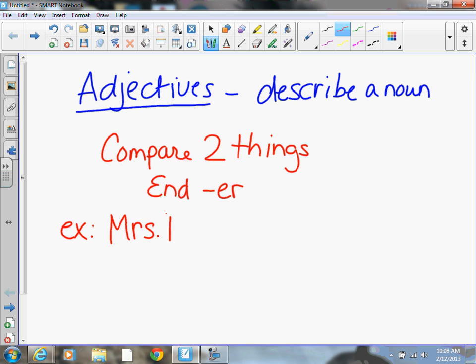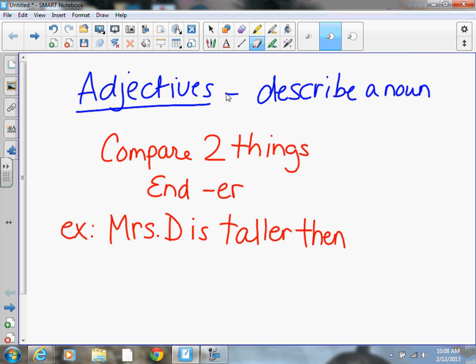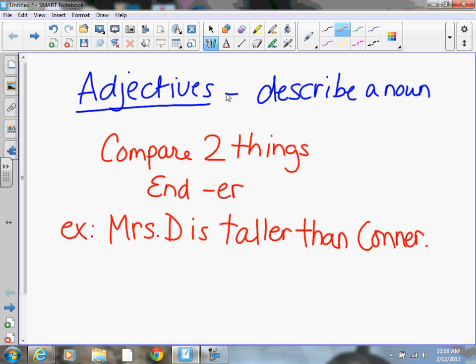Mrs. D is taller than Alex. Okay. So, Mrs. Diamond is taller than Connor. What are our nouns in this sentence? The nouns, only what are they? There's two. Mrs. D and Connor. These are our nouns, remember? What is the adjective that describes those two nouns? Taller. Okay?